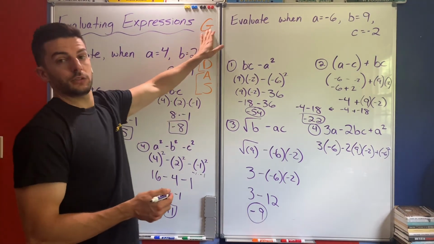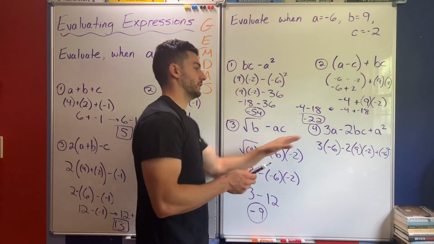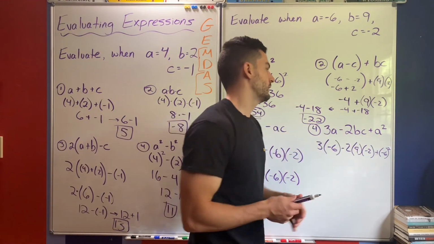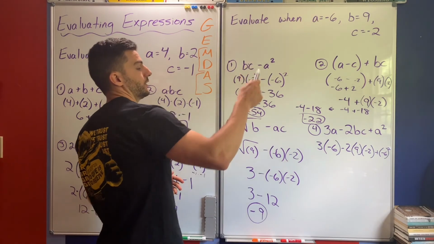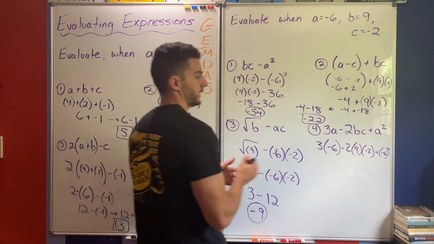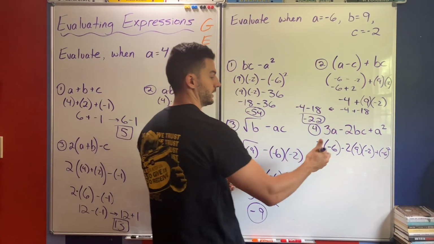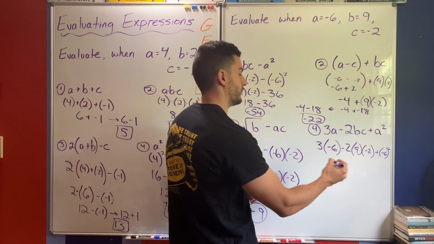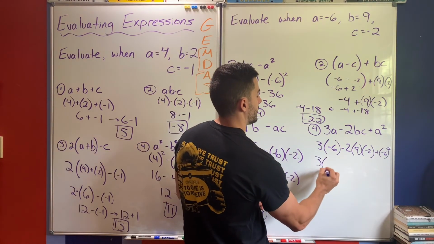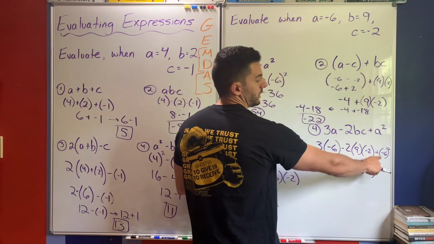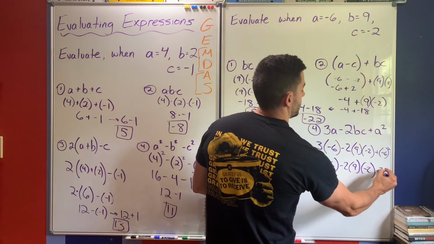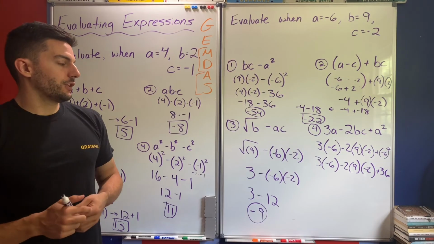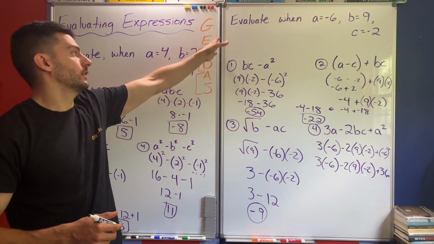So I don't have any groups. Exponents. I do have a little exponent here on the very end. So I'm going to deal with that right now. And so that is negative 6 squared. Negative 6 squared, or negative 6 times negative 6, gives me positive 36. So I'm going to rewrite all this down, but instead of plus negative 6 squared, I'm going to write plus 36. And so now exponents are taken care of.